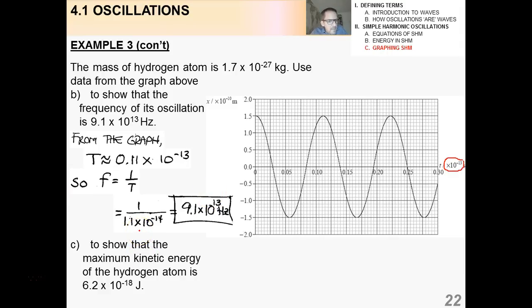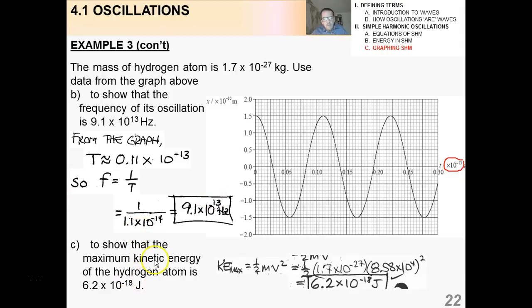Show the maximum KE is this particular value. Pretty straightforward. Okay, 1/2 m v squared, all right? And that's it, all right?